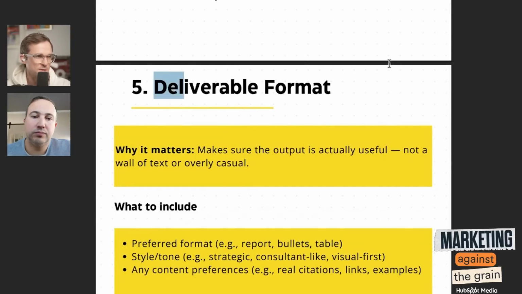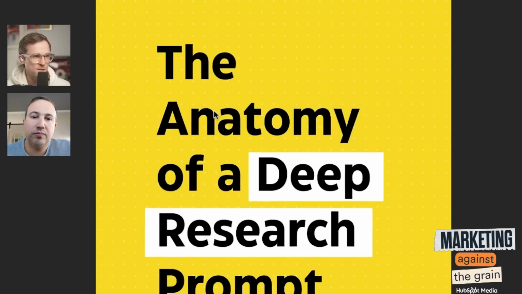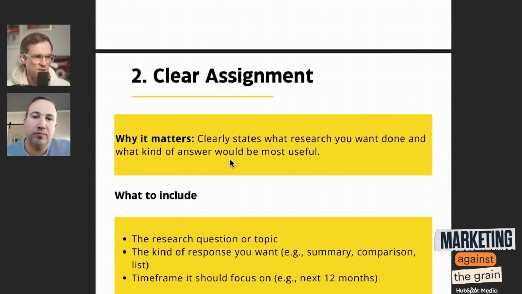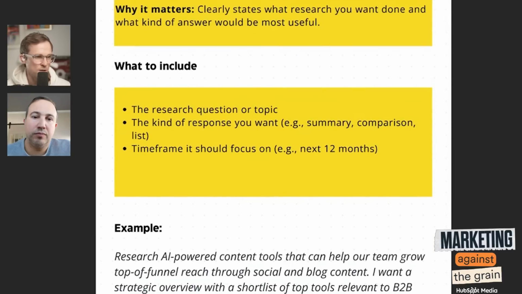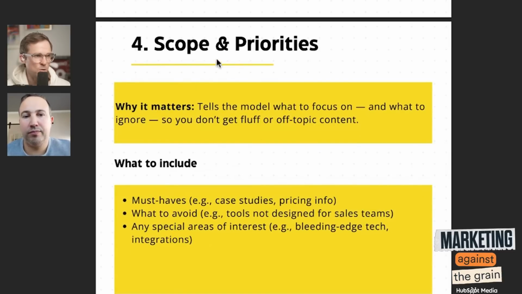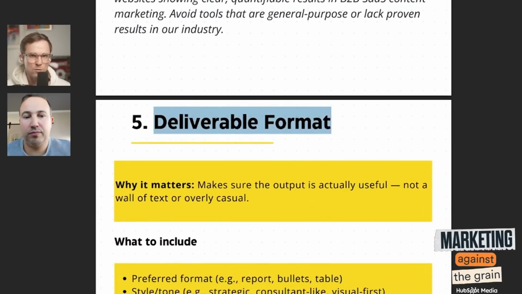And what I want to spend the rest of this episode on riffing on is this part, because the deliverable format is pretty interesting. You can create an internal report, you can create a template, or what I'm going to show you is go from the research into a YouTube episode. So the 5 core components of a deep research prompt are: set the context, make sure you have clarity on the assignment and it's really clear to the AI what you're trying to do, set the objectives and key metrics, set the scope and priorities, and then set the deliverable format.